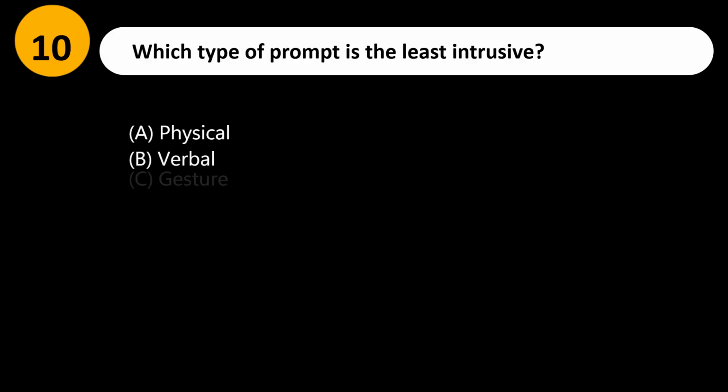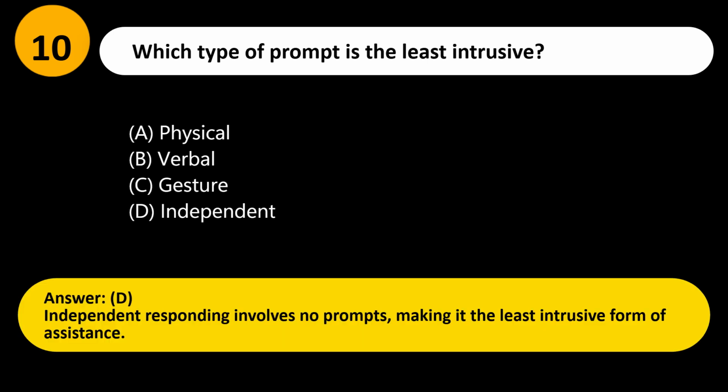Which type of prompt is the least intrusive? A. Physical. B. Verbal. C. Gesture. D. Independent. Answer, D. Independent responding involves no prompts, making it the least intrusive form of assistance.